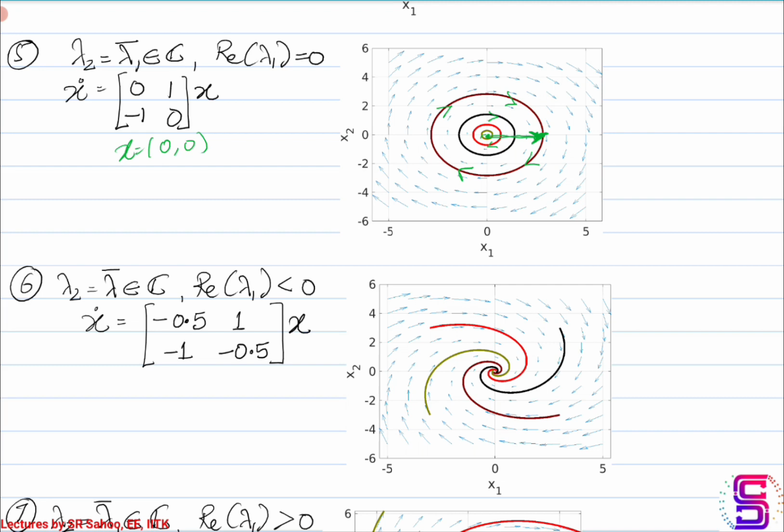Okay, now 0 0 is an equilibrium point. So if you start at 0 0, you will stay at 0. So 0 0 is an equilibrium point with closed periodic orbits around it, with 0 0 as the center point of the phase portrait. Such an equilibrium point is known as a center. And these are essentially those equilibrium points which we label as marginally stable, right?